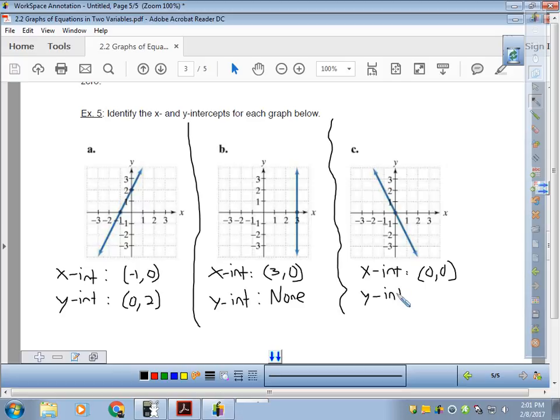For y-intercept, we're looking for where the graph crosses or touches the y-axis. And it crosses and touches at the origin as well, which means that the y-intercept is also 0, 0. And so it's pretty easy to get the x and y intercepts off the graph. You're just looking at where does it cross the x-axis, where does it cross the y-axis.